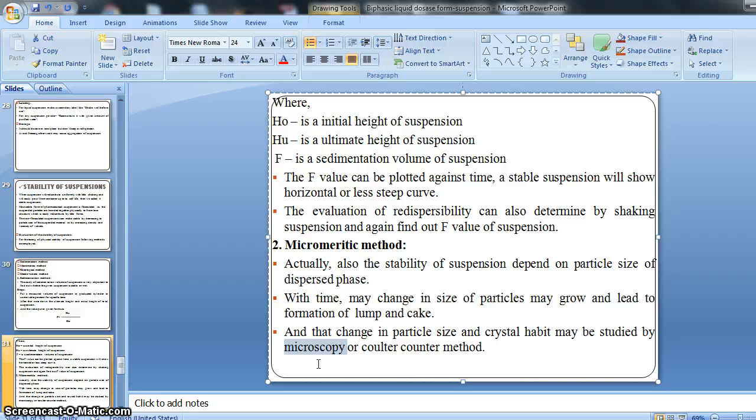Also, the counter method is another method. This is one apparatus, a zigzag glass apparatus, and it has one small pore in it, right? So just remember that for the micromeritic method, microscopy and the counter method are used for the determination of the size of suspended particles. By this way, we can determine the stability of our suspension. Just remember these two methods used in the micromeritic method, that is microscopy and the counter method. So I think you are understanding it, right?